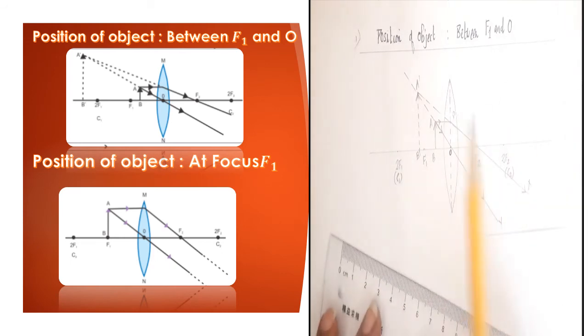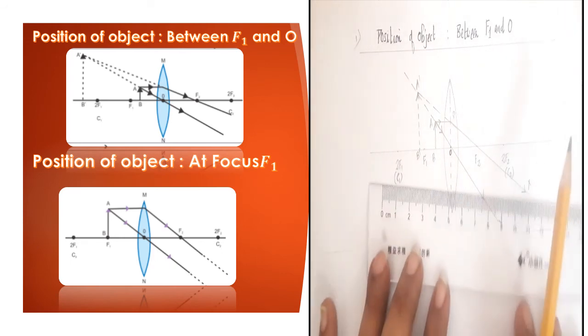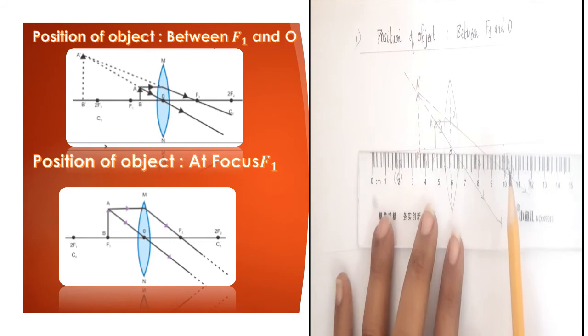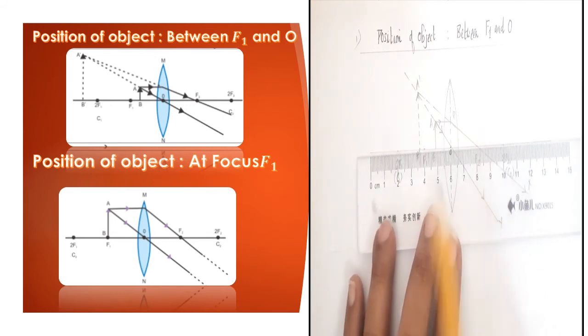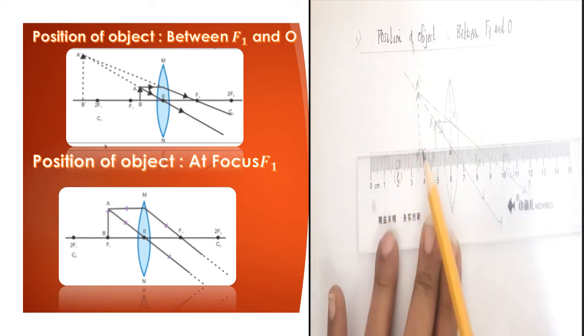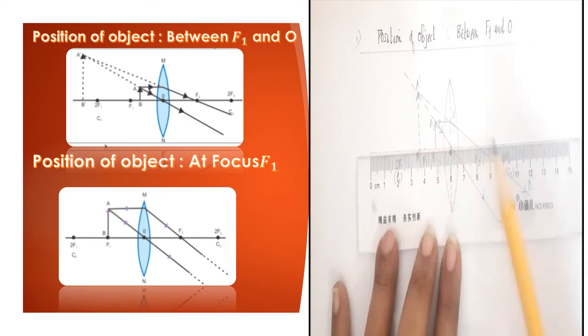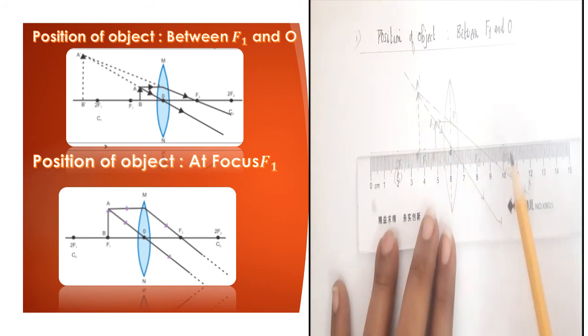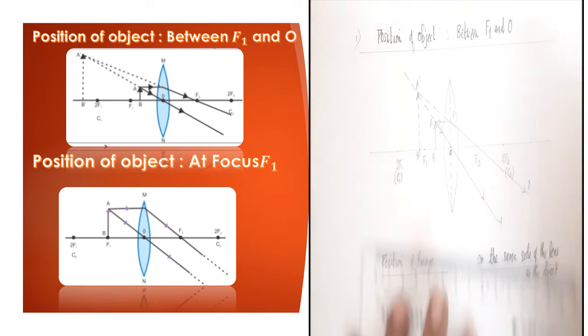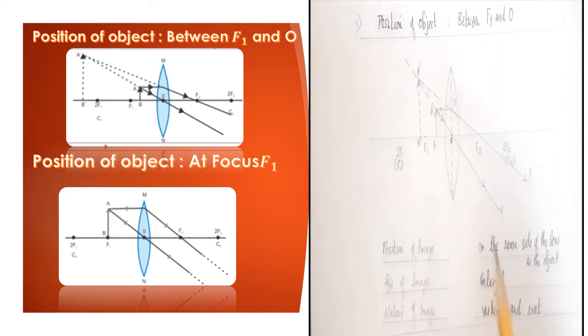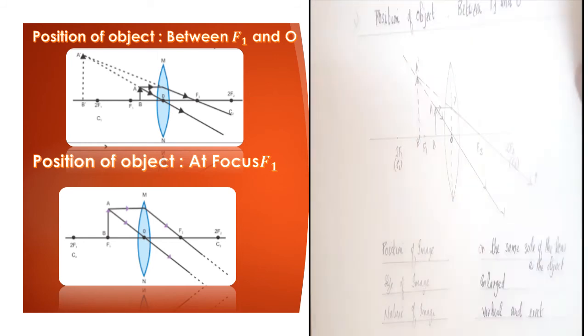So whenever you draw the ray diagram for lenses, you have to make sure that your distances, that is the distance from C1 to F1 and F1 to O to F2 and F2 to C2, are equidistant. So let us again come through: position of the object between F1 and O, position of the image on the same side of the lens as the object, size of the image enlarged, nature of the image virtual and erect. Now let us go to the second ray diagram.